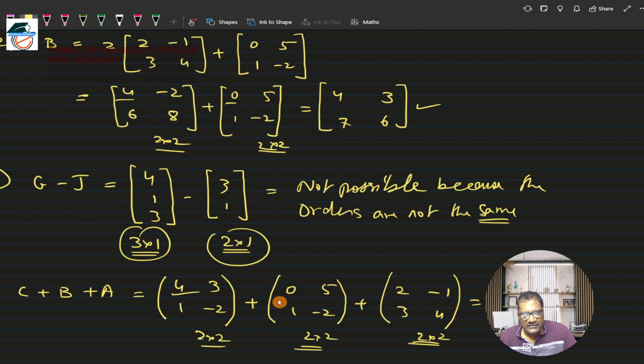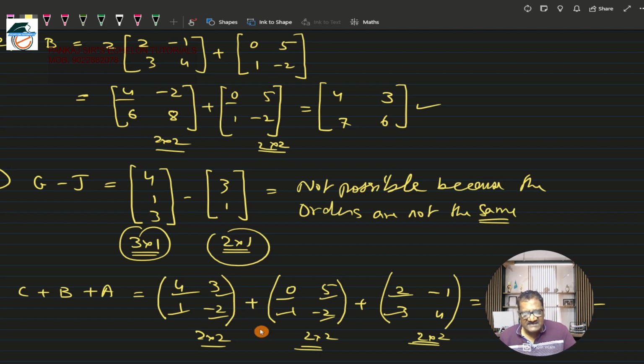So add this 4, 0 and 2. 4 plus 0 is 4, 4 plus 2 is 6. So you write a 6 over here. Then add this 3 plus 5, 8. 8 minus 1 is 7. Then 1 plus 1, 2. 2 plus 3 is 5. Then this is minus 2 plus minus 2 will be minus 4. Minus 4 plus 4 is a 0. So the answer has to be 6, 7, 5 and 0. Let us check the answer for the 10th one, and the answer is 6, 7, 5, 0, which is absolutely correct.